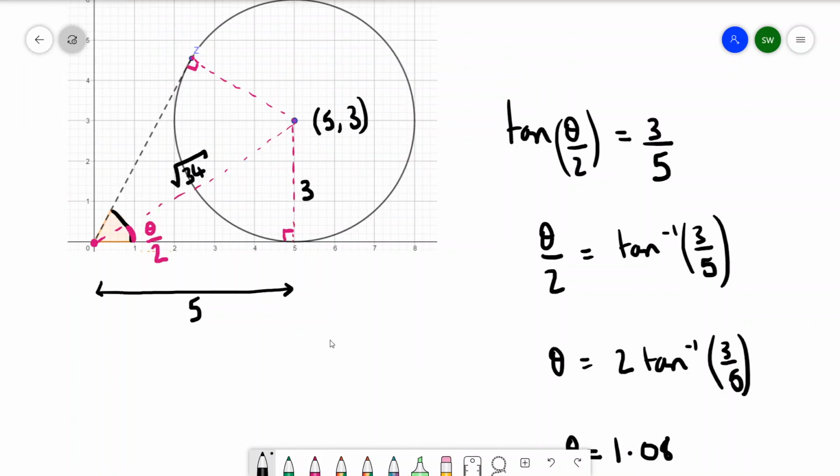1.08. And it's worth checking once you've found that angle that it makes sense. So we're saying that that angle there is 1.08 radians. And that makes sense because it's going to be past pi over 4, but not more than pi over 2. So it seems sensible.